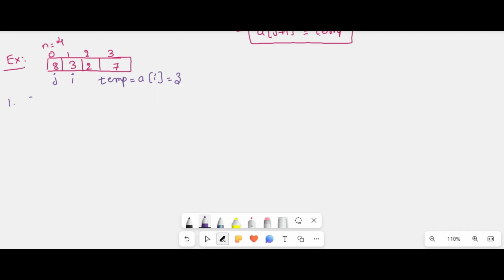Step 1, comparison. What shall we compare? Compare temp and A of J. Temp means here 3, A of J means 8. 8 is greater than 3. Generally, sorting means we are placing elements in ascending order: the left side should be smaller, the right side should be greater. But here this 8 is on the left side, which is greater. 8 is greater than 3, so 8 is moved.